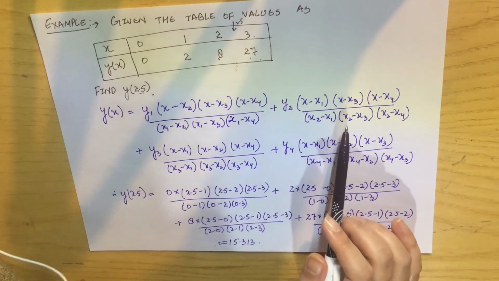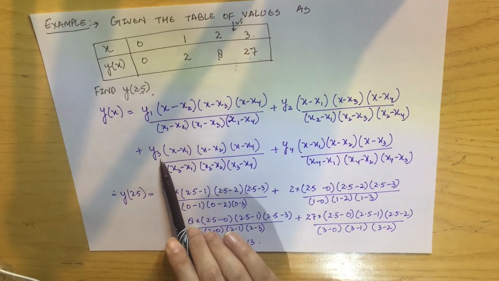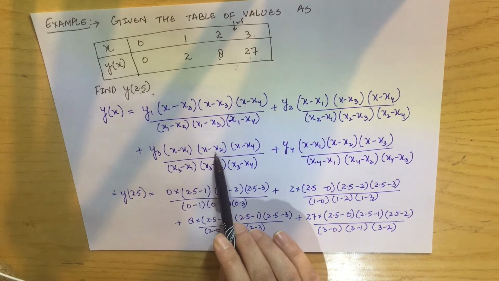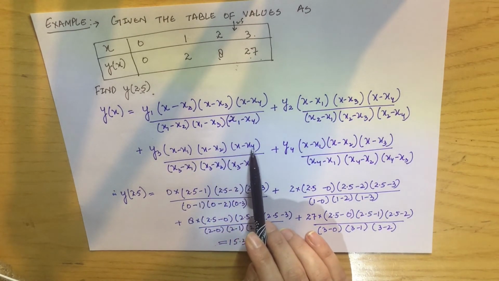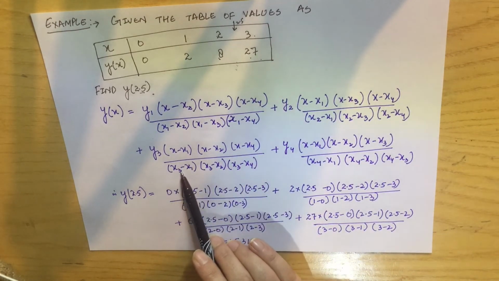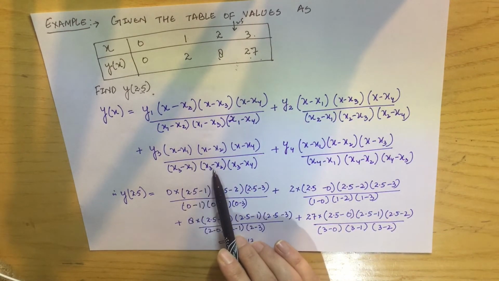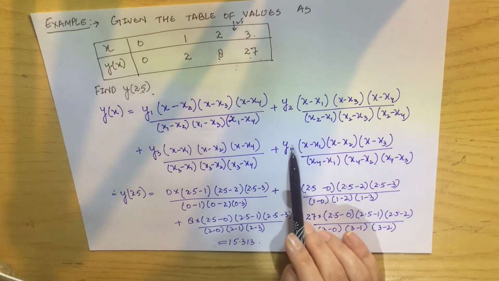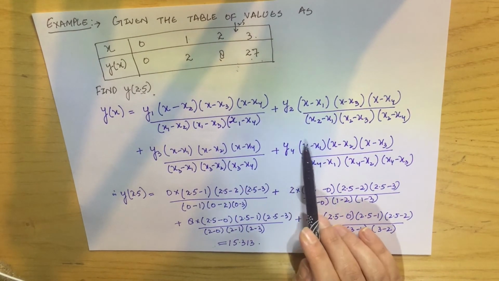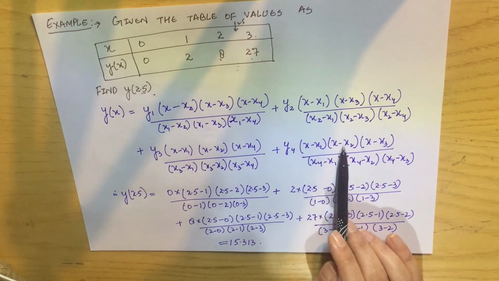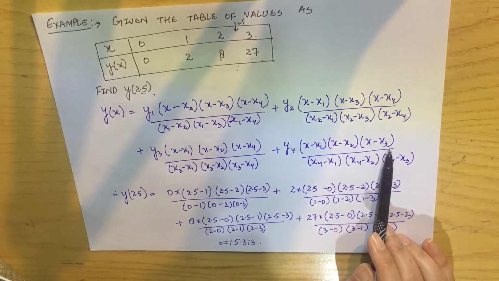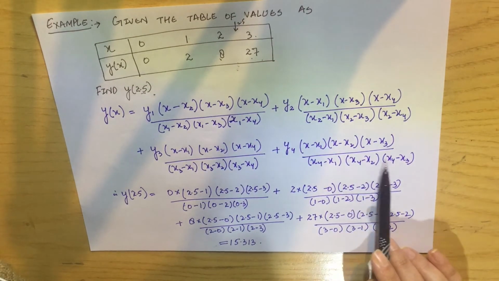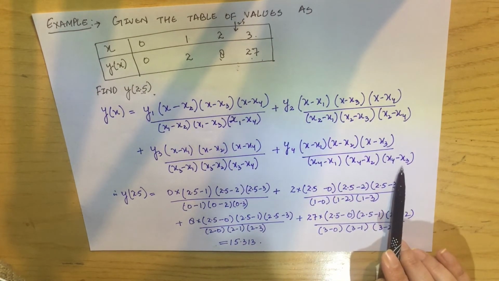Similarly, the next term is plus y3 times (x minus x1)(x minus x2)(x minus x4) divided by (x3 minus x1)(x3 minus x2)(x3 minus x4), plus the fourth term y4 times (x minus x1)(x minus x2)(x minus x3) whole divided by (x4 minus x1)(x4 minus x2)(x4 minus x3).